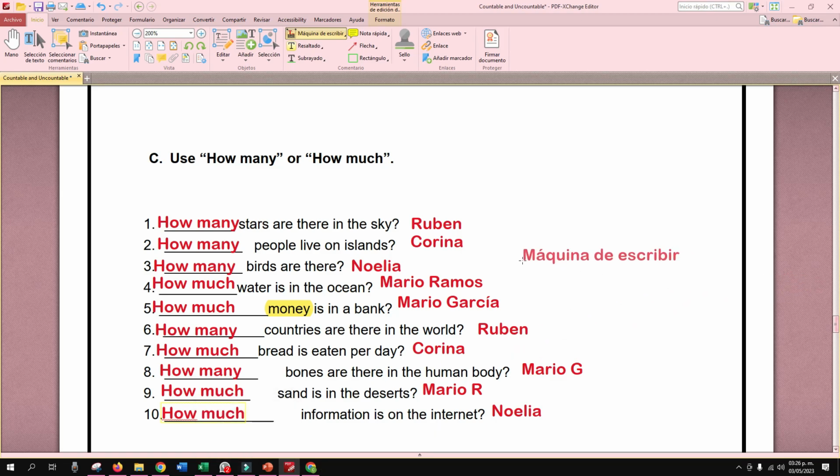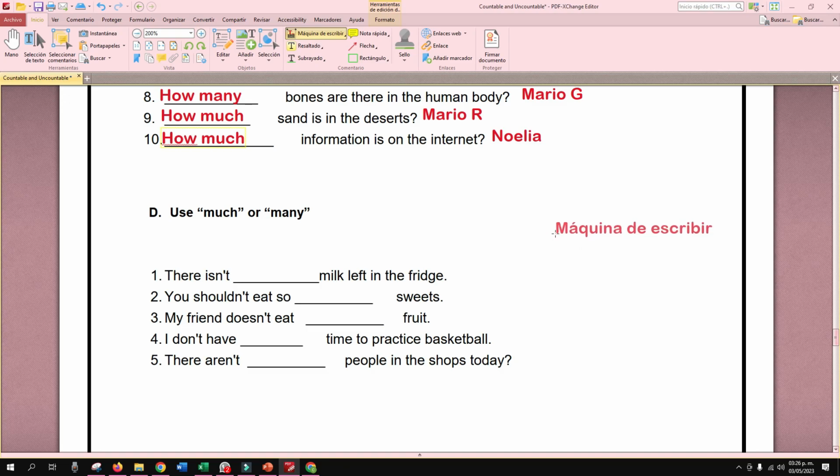Perfect. Very good. So, let's do the last exercise together. Use much or many. There is, you can say much or many milk left in the fridge. Which would be much or many? Much. Excellent. Much milk left in the fridge, right?